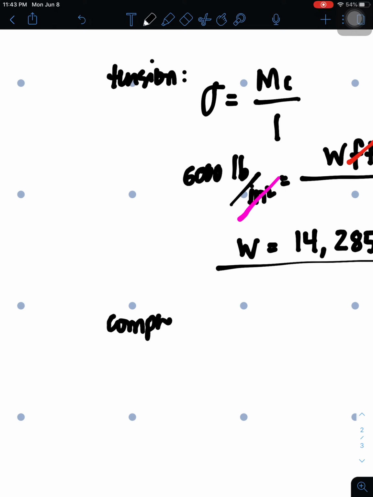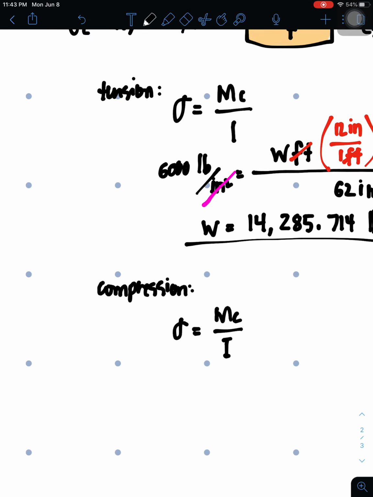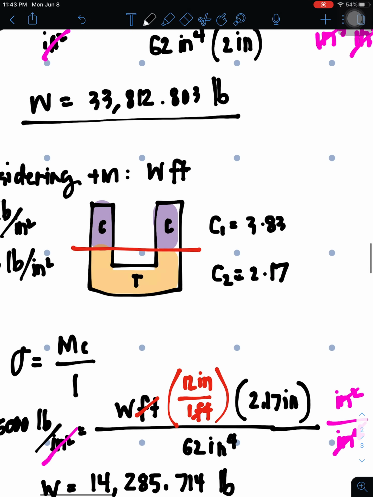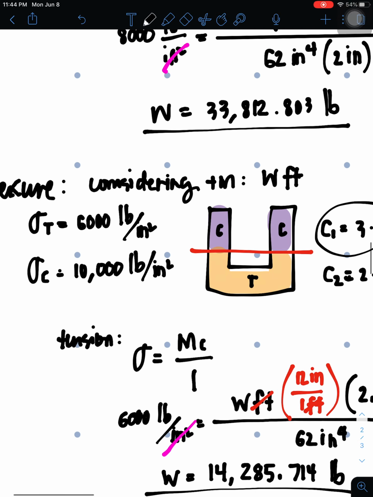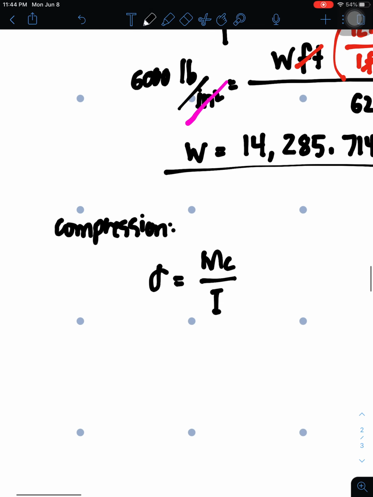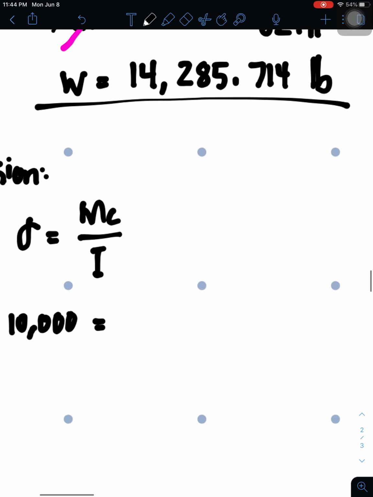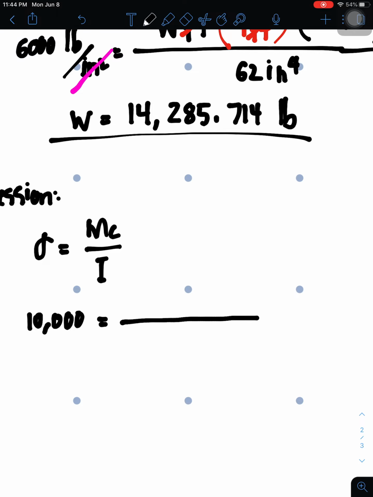Then let us consider now compression. Same again, stress is MC over I. But this time, since it is compression, we use the compression C and the compression stress. Remember that: 10,000 for the stress and 3.83 for C. Okay, so this is 10,000, and I can also put in the units. Anyway, I have shown the previous units already.